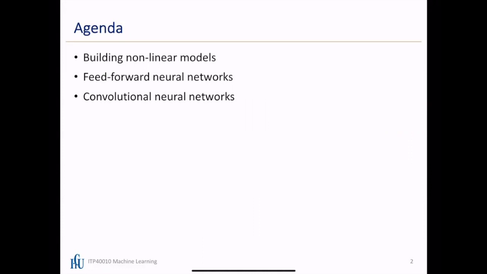Today I'm going to open our discussion on neural networks. I will start by discussing building nonlinear models, and I will move on to one of the basic structures of a neural network, that is a feed-forward neural network. And I will move on to one good adaptation of a neural network to a certain type of data. For image data, we use a convolutional neural network, or CNN.